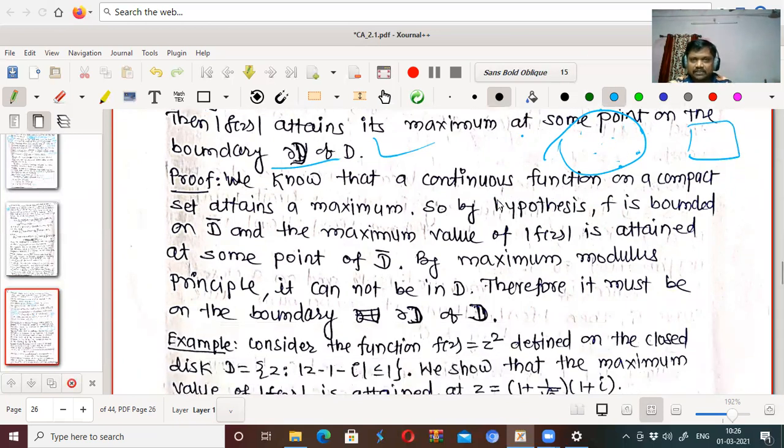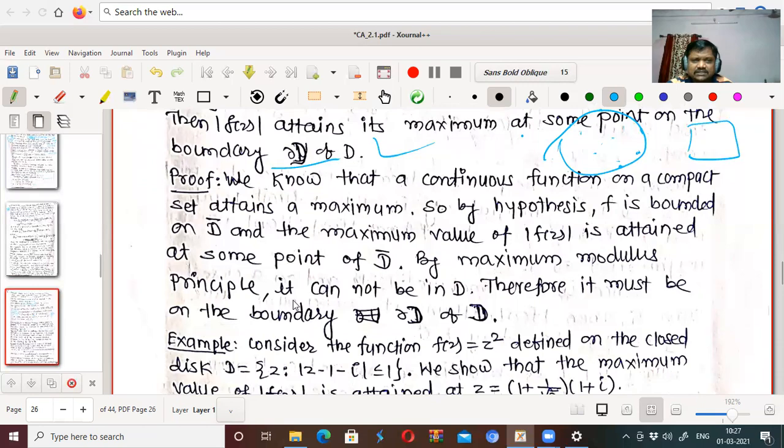We know that a continuous function on a compact set attains a maximum. So by hypothesis, f is bounded on D bar, the closure of D, and the maximum value of f, which is modulus of f of z, is attained at some point on D bar. By the maximum modulus principle, it cannot be in D. Therefore, it must be on the boundary dou D of D.